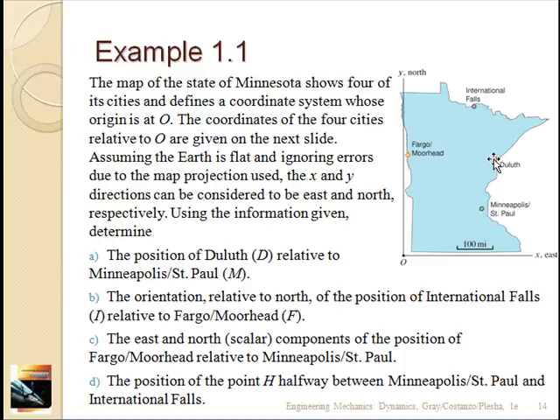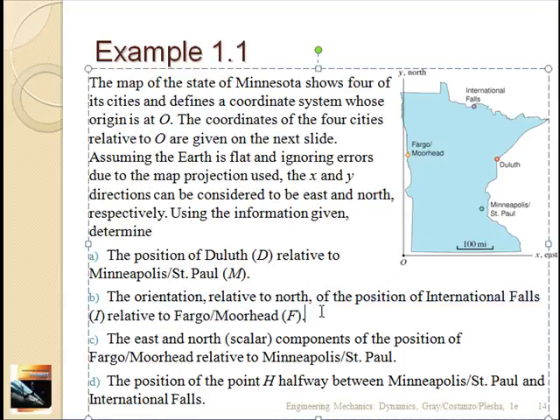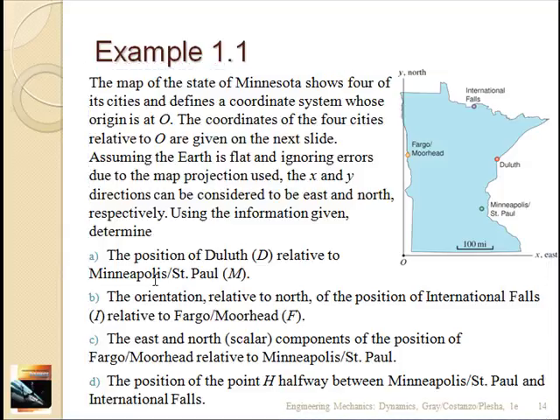Right, so there'll be some vector between the two. We can write down the x component of that vector and the y component. We can get that position. Then what's the orientation relative to north of the position of International Falls compared to Fargo-Moorhead? And really we're looking at the vertical component there of the vector between them.